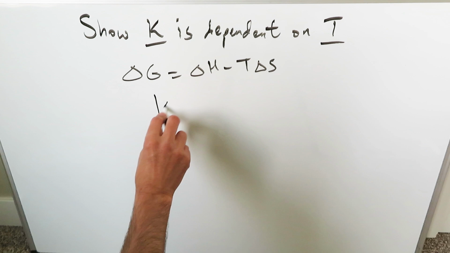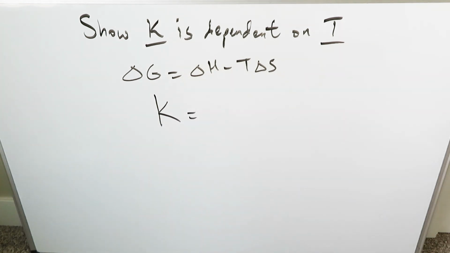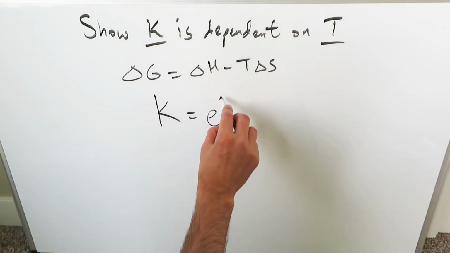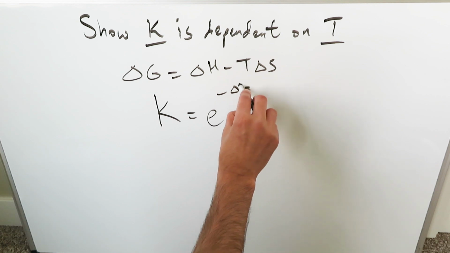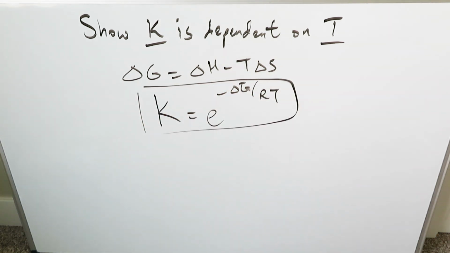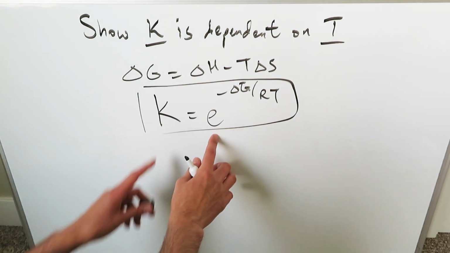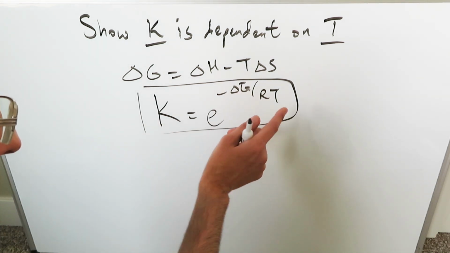Our main equation is what ties in your equilibrium constant with this expression over here, and you may remember and know this equation from your own studies. K is equal to e to the power of minus delta G over RT. This right here is the equation which will demonstrate everything for you in this video. K, your equilibrium constant, is equal to e to the power of minus delta G over RT.